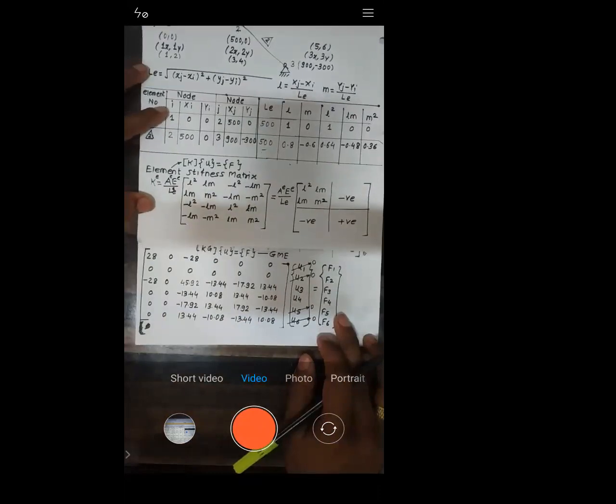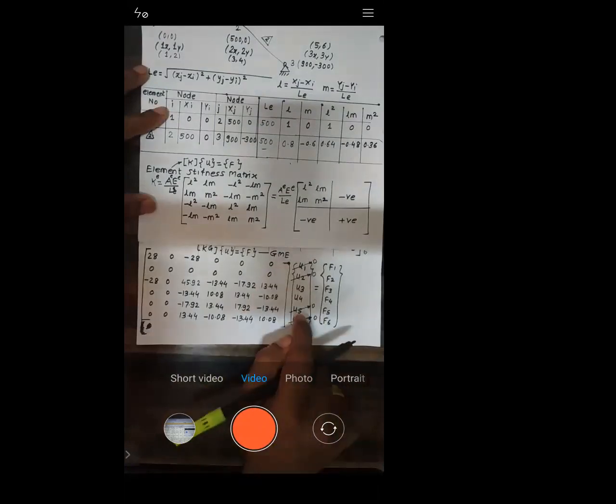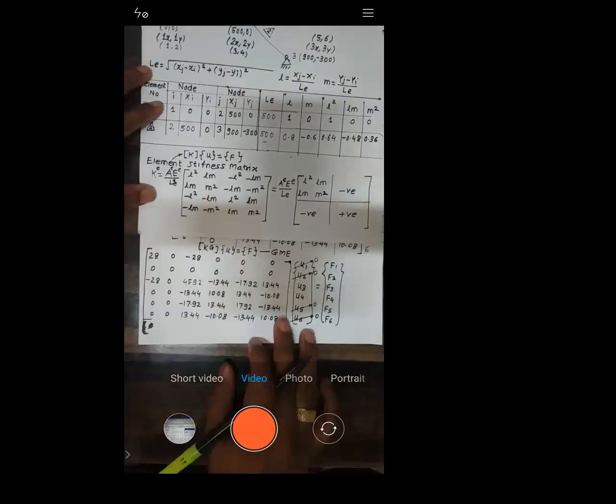Node 1 cannot move in X and Y, so these two are 0. Similarly, node 3 cannot move in X and Y, so these two are 0. Is it okay or not?